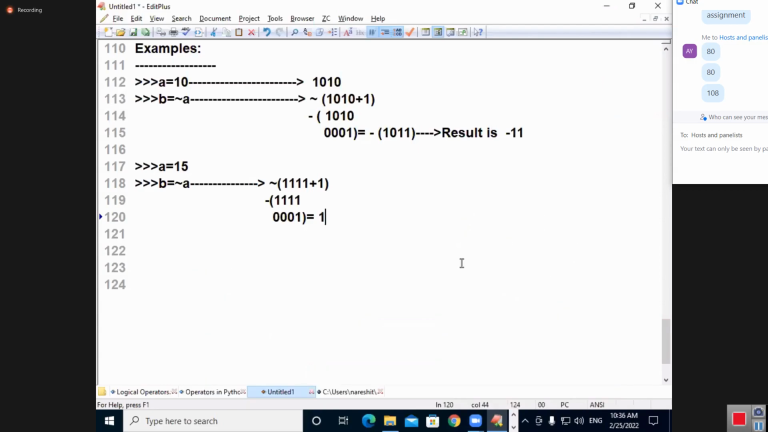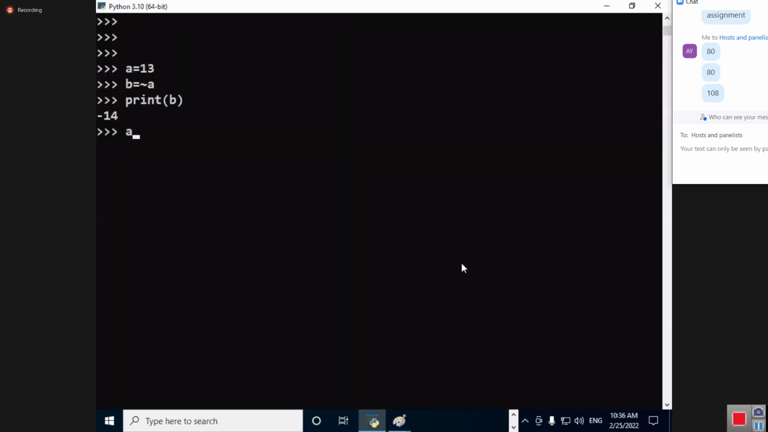So I hope it is going to become like this. Whose result is what? Of course, minus is applied. So the result is, of course, minus 16. Go for that. A is equal to 15. B is equal to tilde of this. Print of B, which is going to become minus 16.